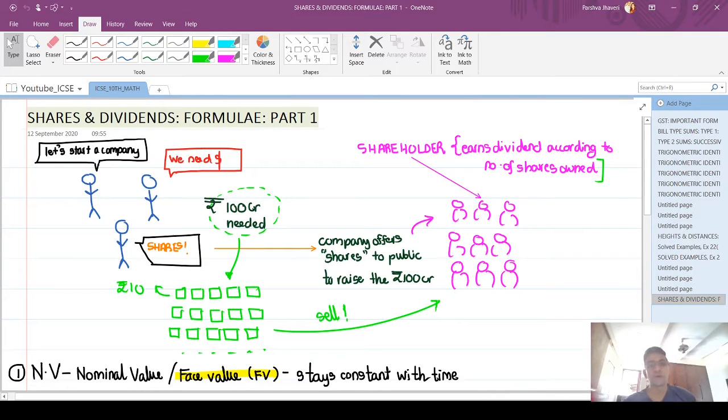Today we'll be talking about shares and dividends, a very interesting chapter in my opinion, one of the important chapters in terms of helping you in business, helping you in life. So it's a good chapter to pay attention to.